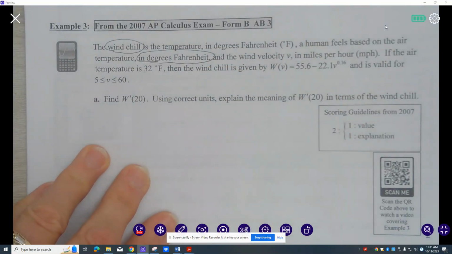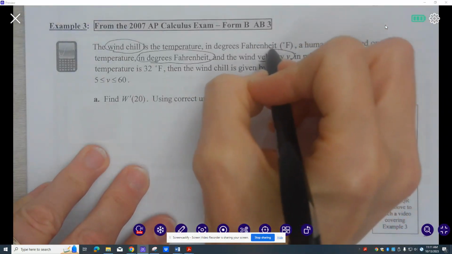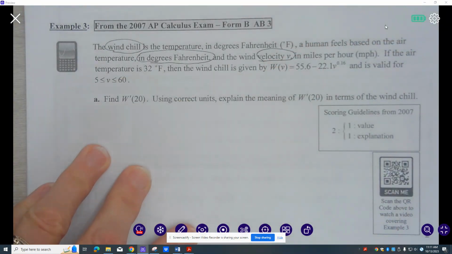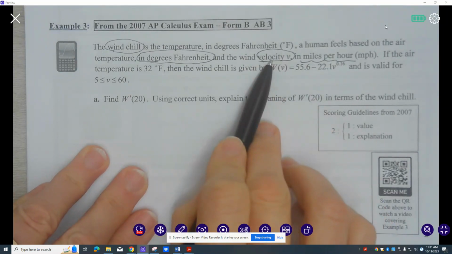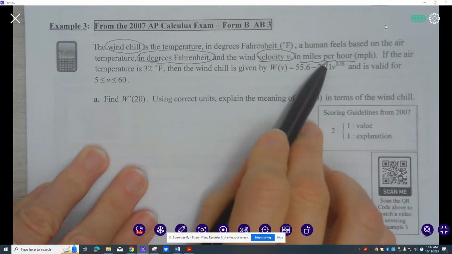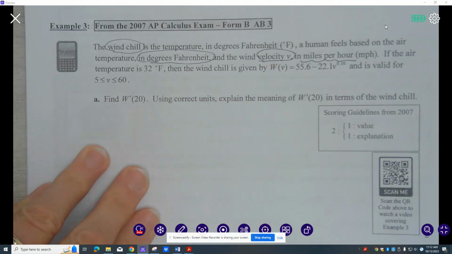And the wind velocity. Velocity is a derivative, right? In miles per hour. So that also tells you velocity is a rate. Velocity is a derivative, derivative is a rate. We know it's a rate because we have miles per hour.